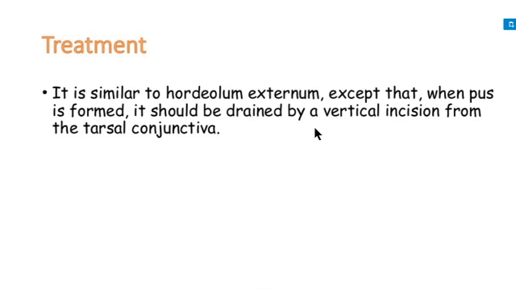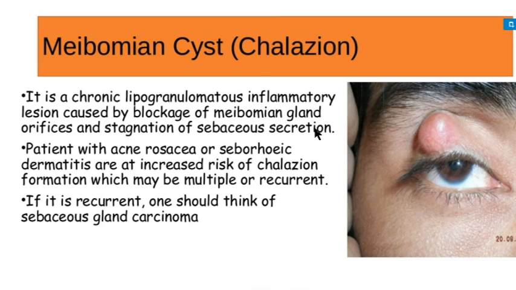Treatment is usually similar to hordeolum externum, except that when the pus is formed, it should be drained by a vertical incision from the tarsal conjunctiva. Then we have the chalazion, which is also known as a Meibomian cyst. It is basically a chronic lipogranulomatous inflammatory lesion caused by a blockage of Meibomian gland orifices and stagnation of sebaceous secretion.